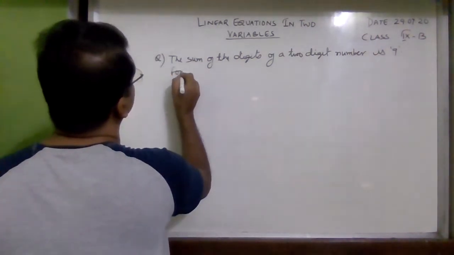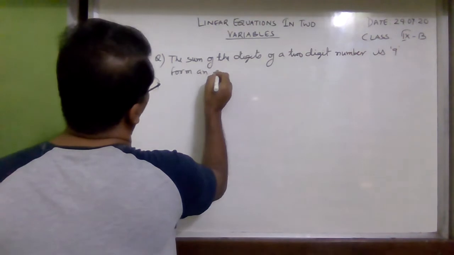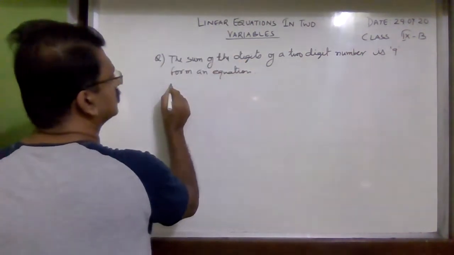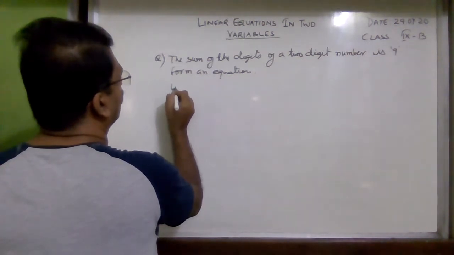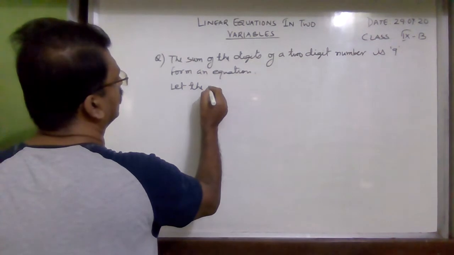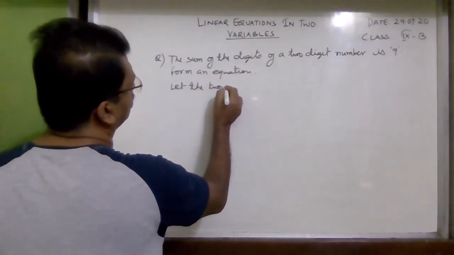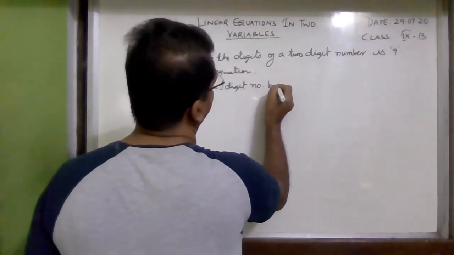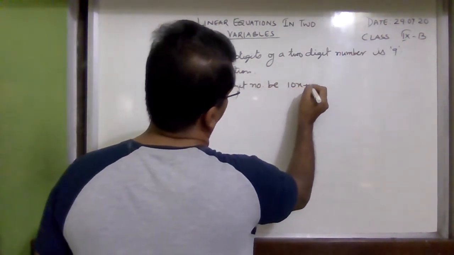Form an equation. Let the 2-digit number be 10x plus y.